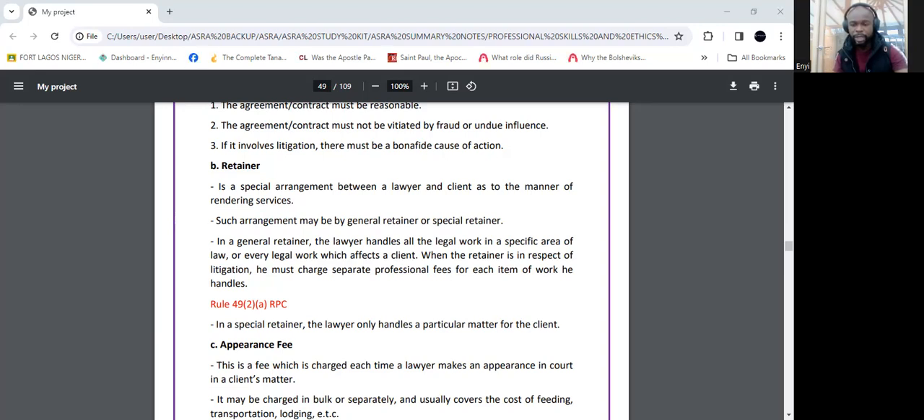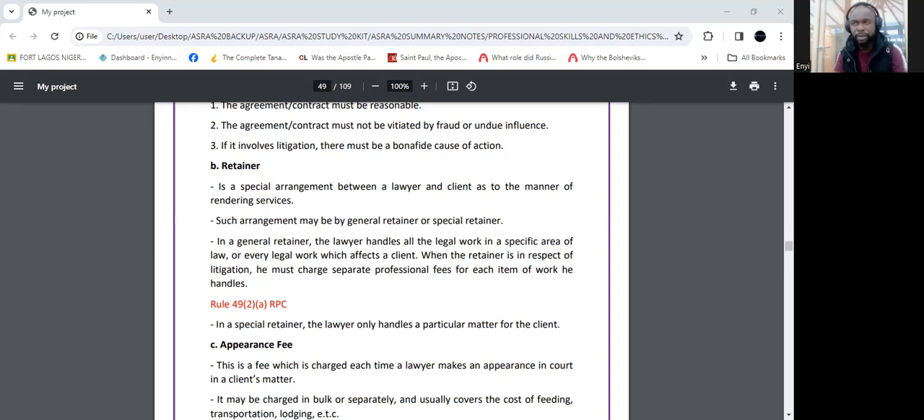So when we talk about a retainer fee, this is where you have an arrangement between a lawyer and a client, where the lawyer is paid a fee, and then any legal briefs the client has over the period of time for which the lawyer and the client have that contractual agreement, the lawyer would handle it for the client.